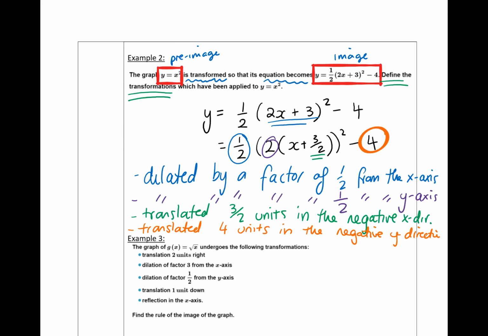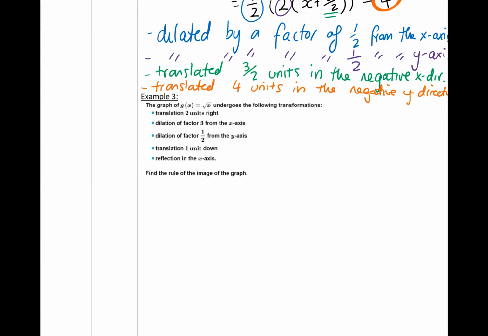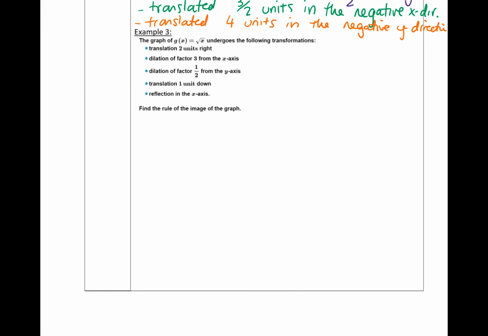So this is one key skill. One of the key skills is to describe the sequence of transformations which take the graph of a pre-image to the graph of an image. But another thing which we might have to do is actually apply these transformations.